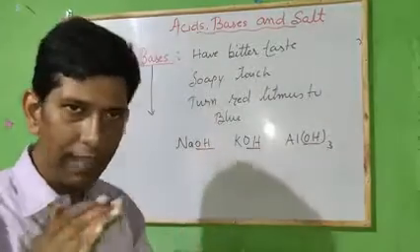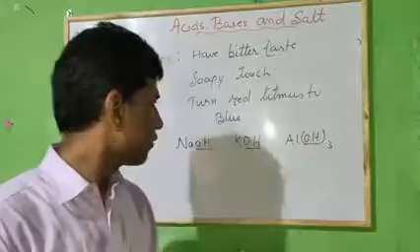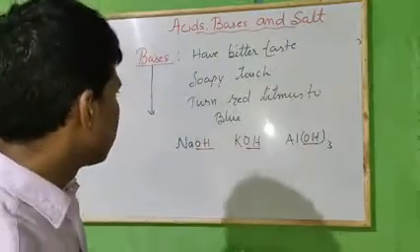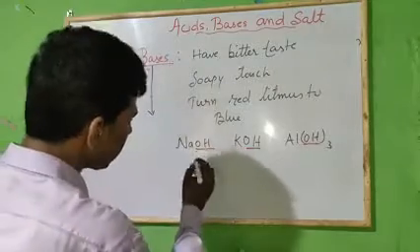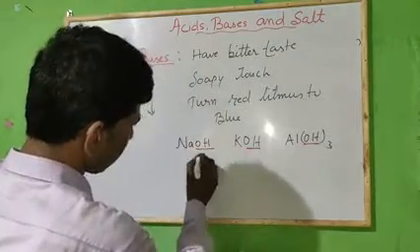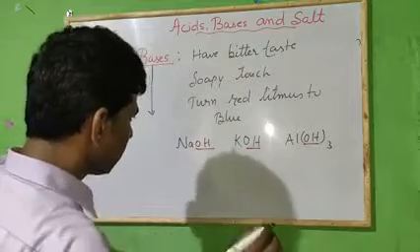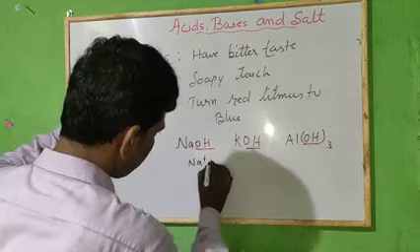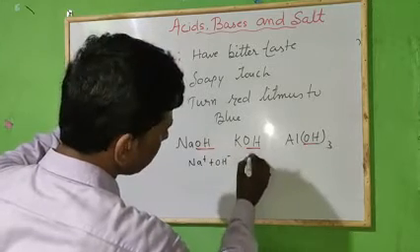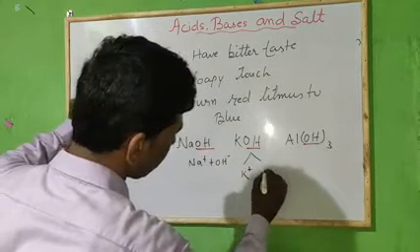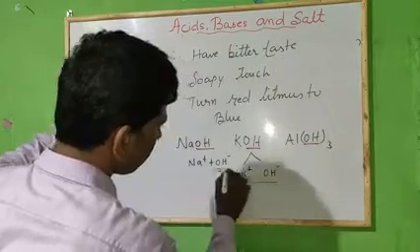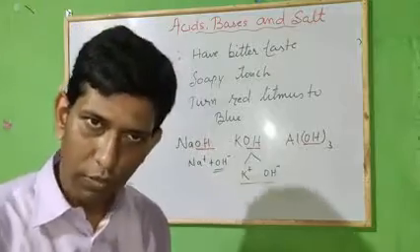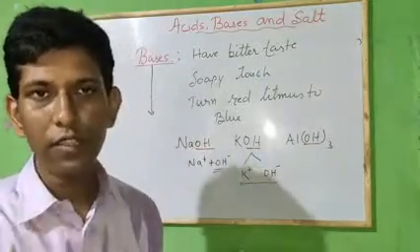So bases are chemical substances that furnish hydroxide ions in their aqueous solution. Here you can see that when sodium hydroxide comes in contact with aqueous solution, it forms Na plus and OH minus ion. This is also the same, it will form K plus and OH minus ion. So you can see that if bases come in contact with water, they furnish hydroxide ion.